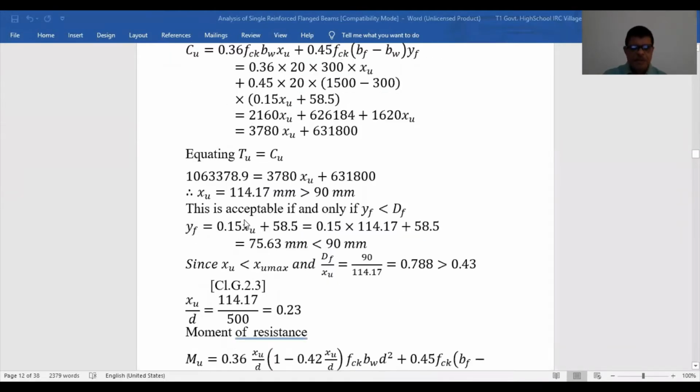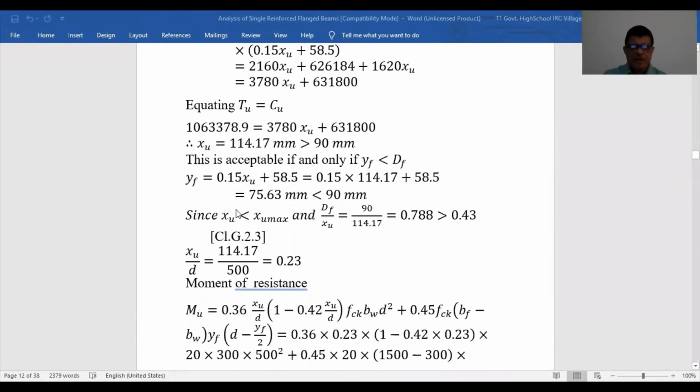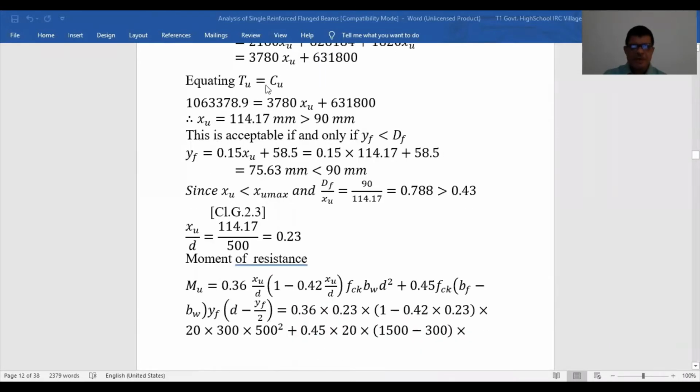Xu value comes out to be 114.17 millimeter, which is more than 90, so it is greater than Df and lies in the web, and it is also less than xu maximum, so this is acceptable. There is a condition that it is acceptable if yf is less than Df. So again, after finding the value of xu, you calculate yf, and you should confirm yf is less than Df. Then only it is valid. And xu is also less than xu maximum.